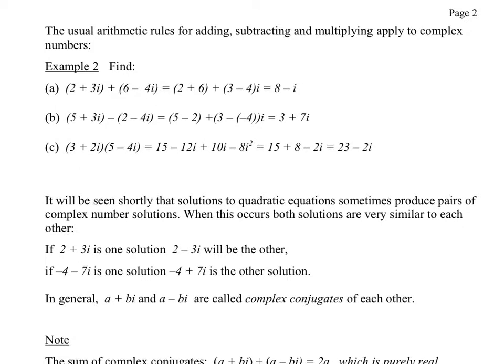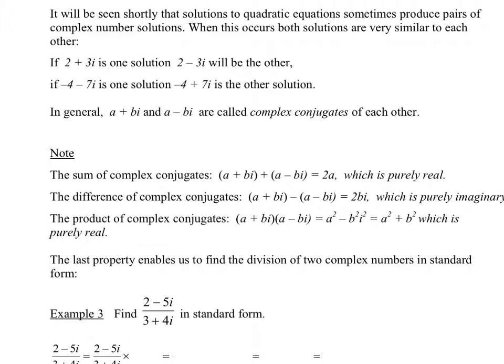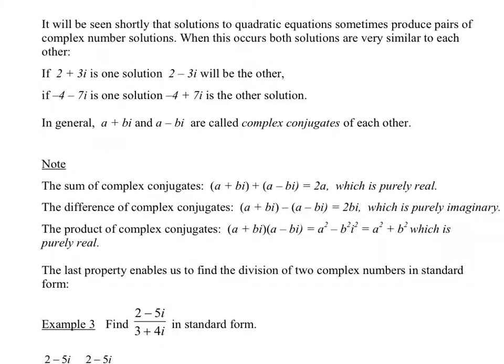Now in this next piece, we have to define something called the conjugate, the complex conjugate. If you know that 2 plus 3i is one solution of a quadratic equation, 2 minus 3i is going to be the other one. This number here, -4 minus 7i, is the complex conjugate of -4 plus 7i.